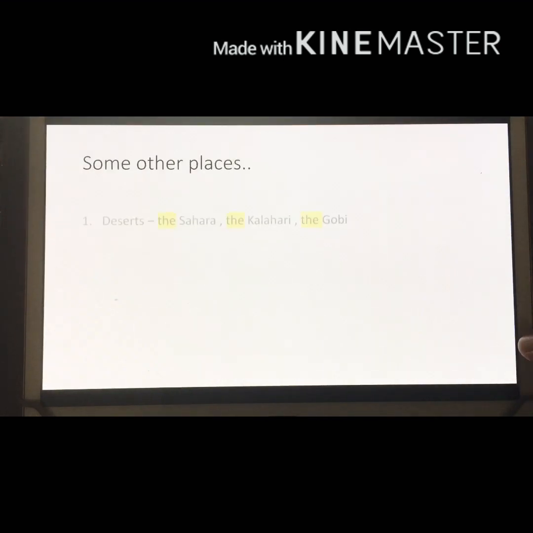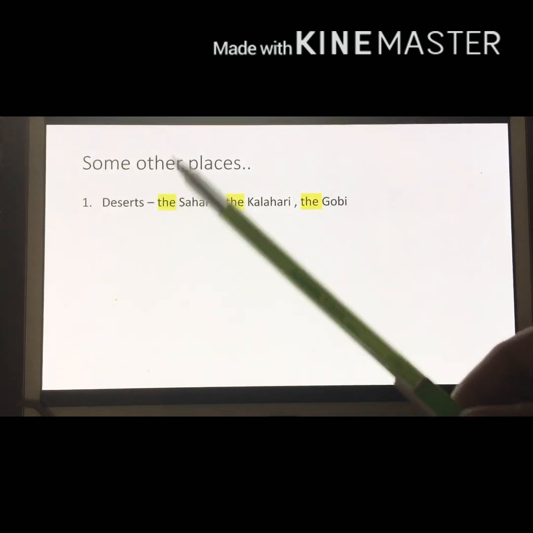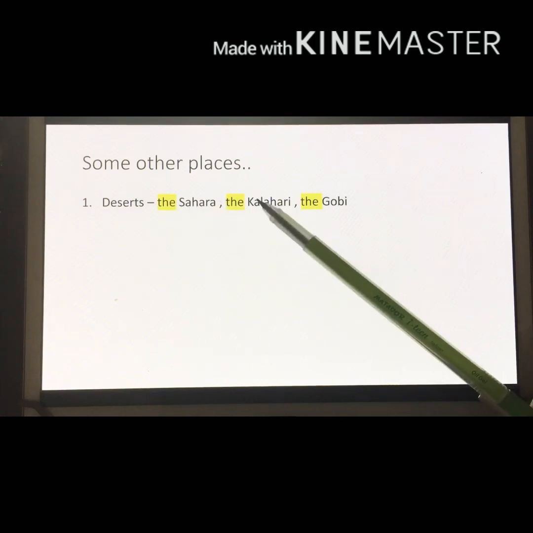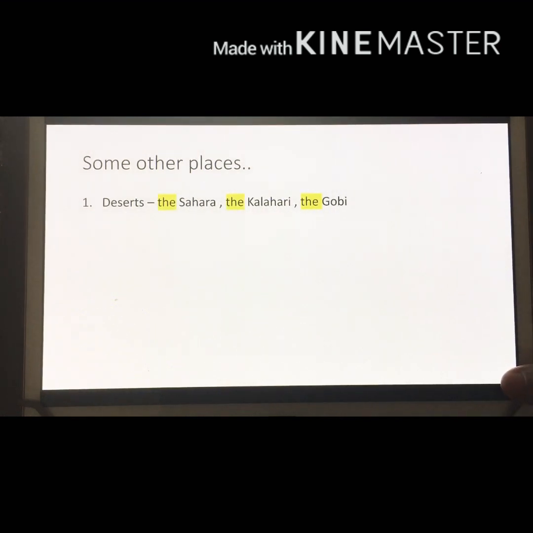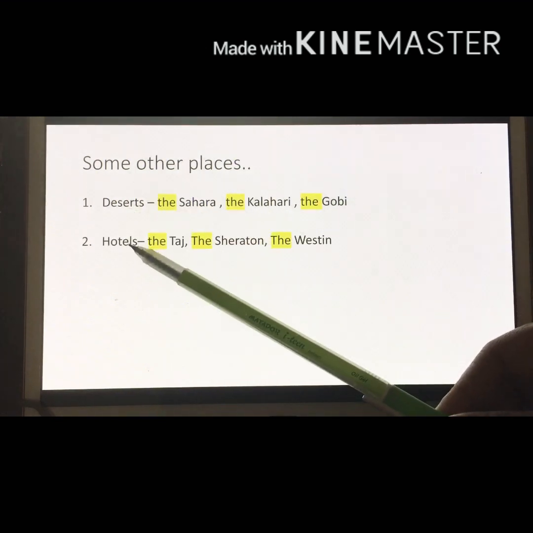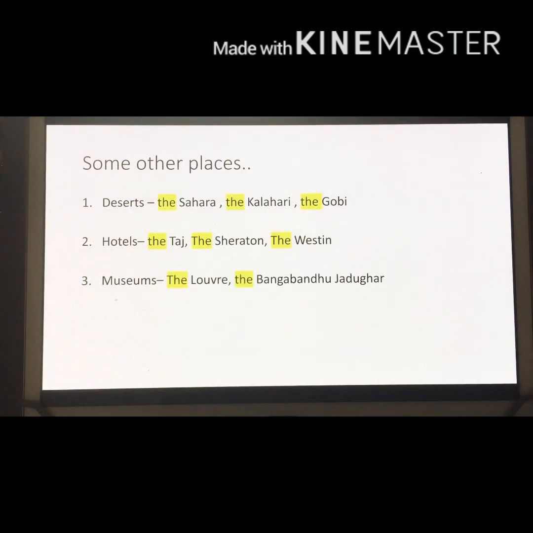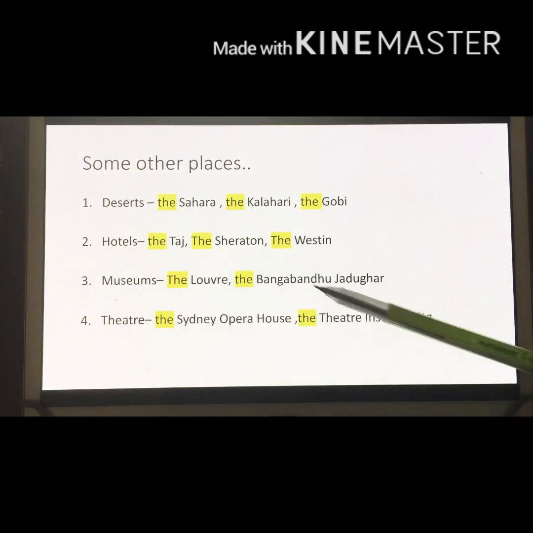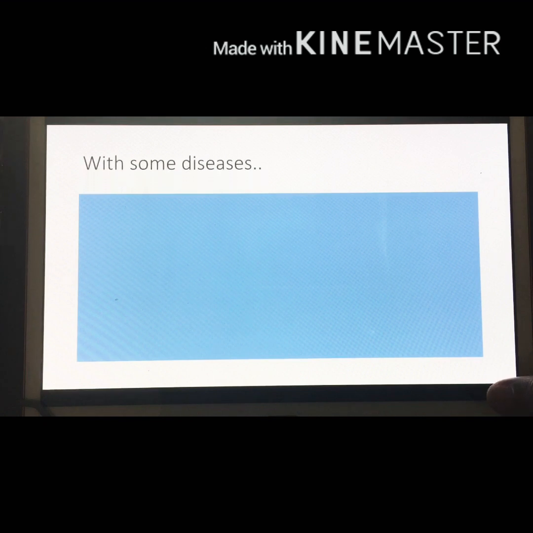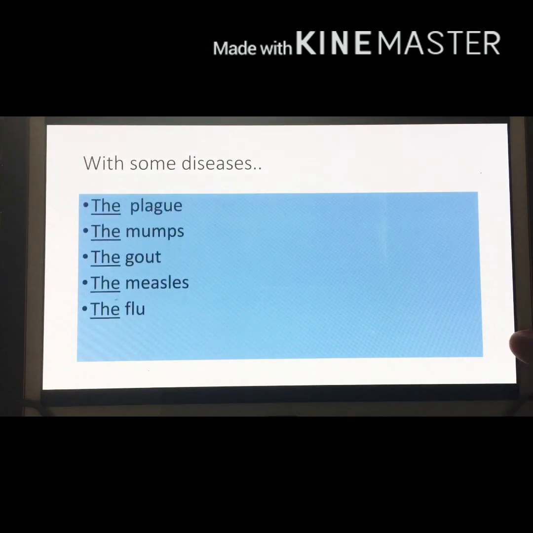Some other places. Deserts have "the" before them, such as the Sahara, the Kalahari, the Gobi. Hotels: the Taj, the Sheraton, the Westin. Museums: the Louvre, the Bangabandhu Jadughar. Theatre: the Sydney Opera House, the Theatre Institute Chittagong. With some diseases, we use "the" before some of the diseases, such as the plague, the mumps, the gout, the measles, and the flu.